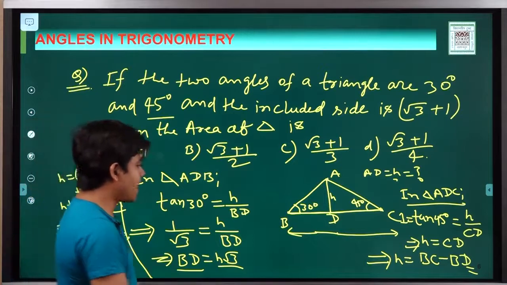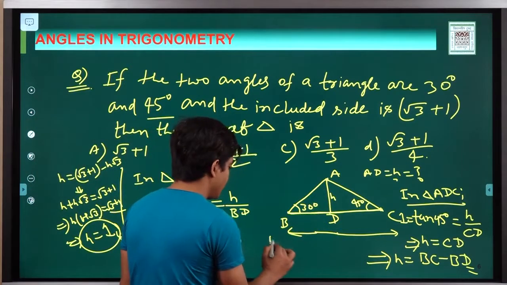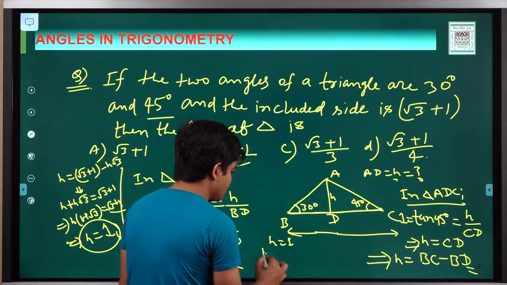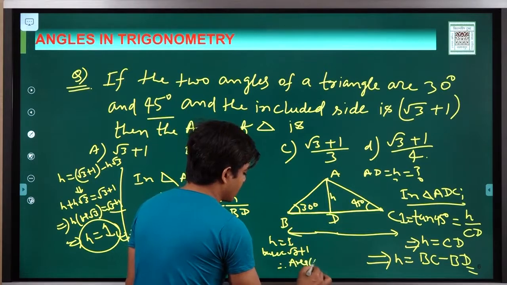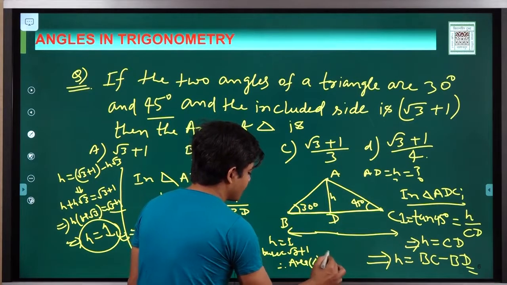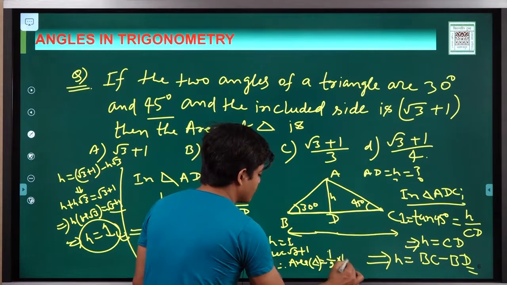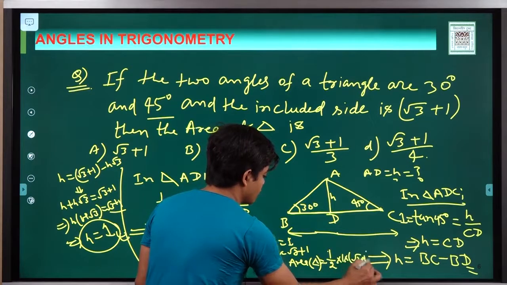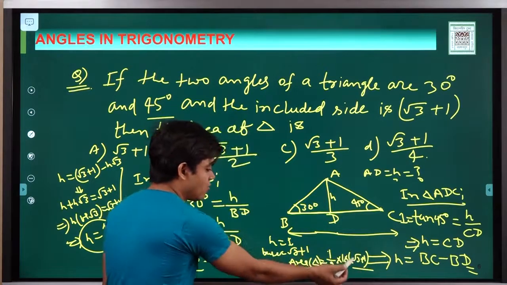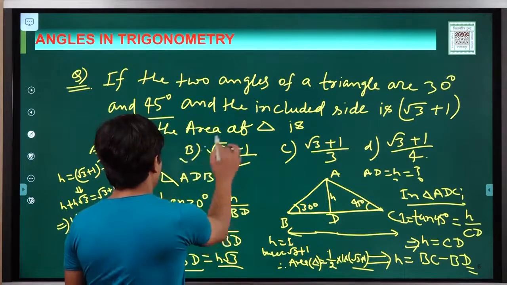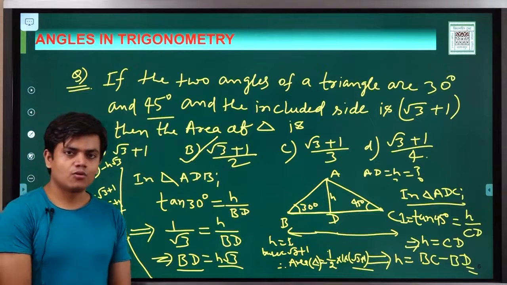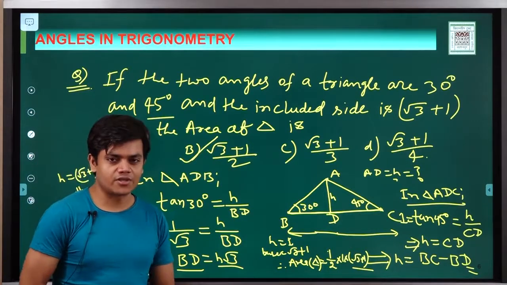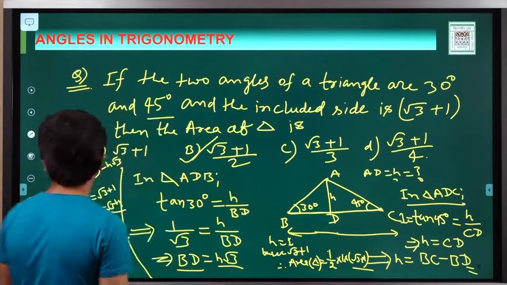So the height of this triangle H is 1 and its base is root 3 plus 1. Therefore the area of the triangle will be 1 by 2 into base into height, root 3 plus 1. So finally the area will become root 3 plus 1 by 2. So option B is the correct option. All right, now we will discuss some more interesting things about angles.